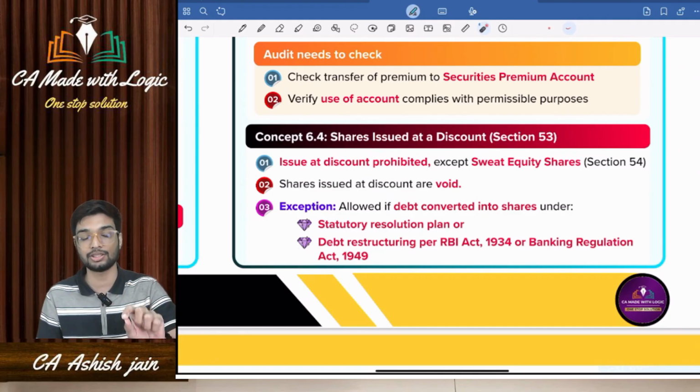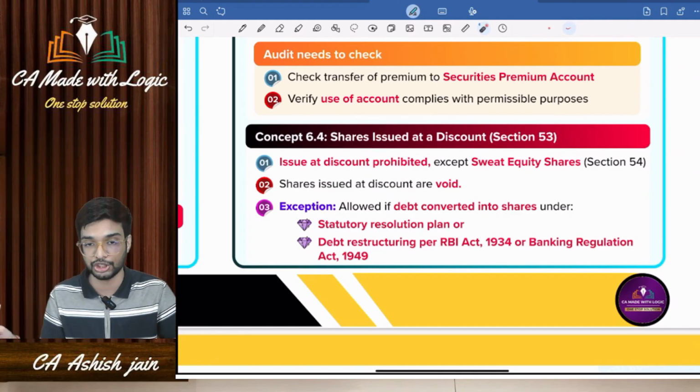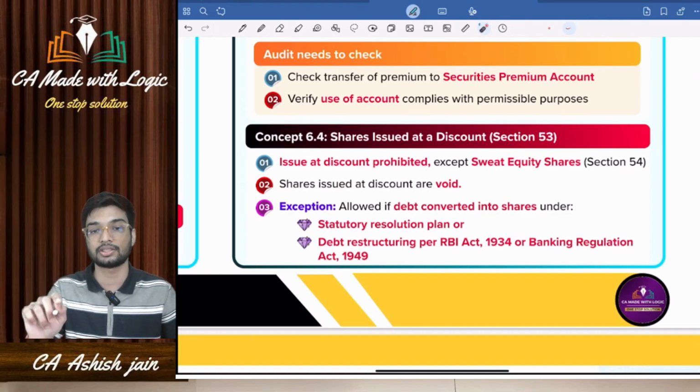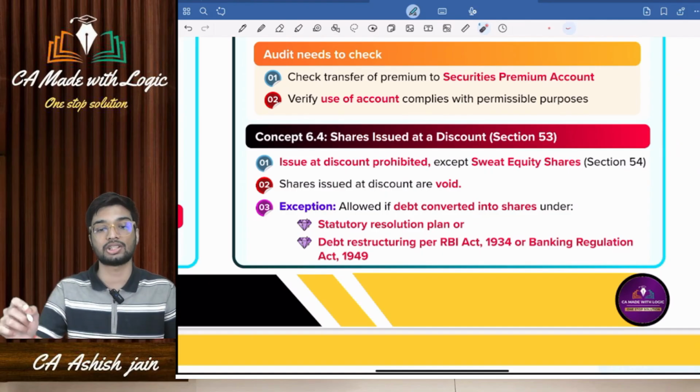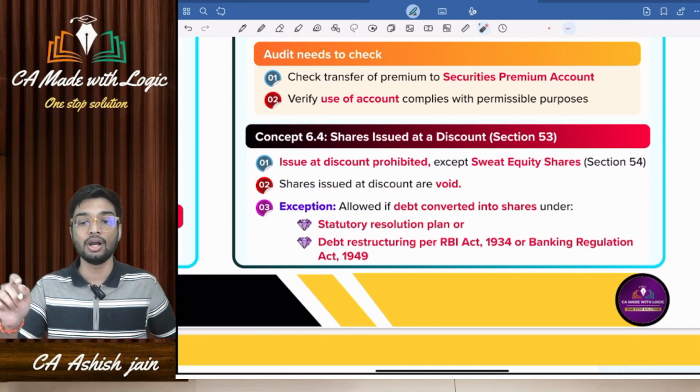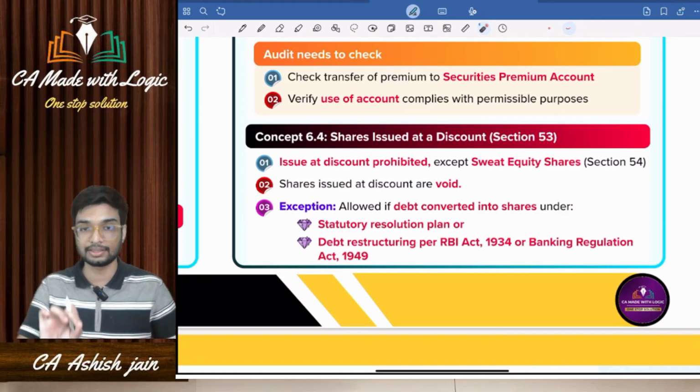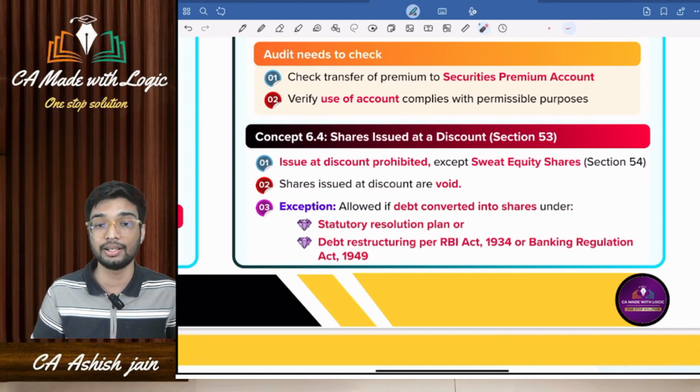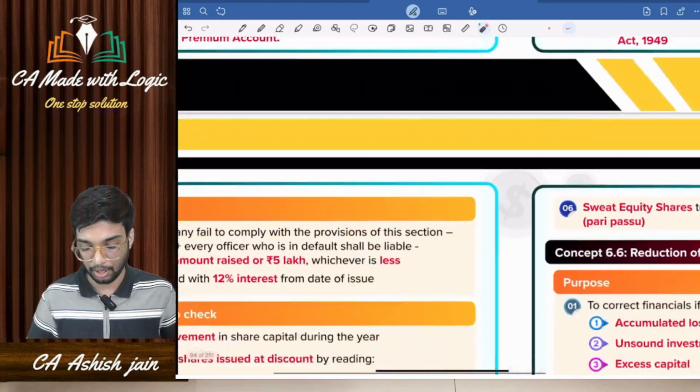Under what circumstance? When the debt is being converted into shares under a statutory resolution plan or debt restructuring plan as per the RBI or Banking Regulation Act. Under such circumstance shares can be issued at a discount. Okay, I hope you are getting it.